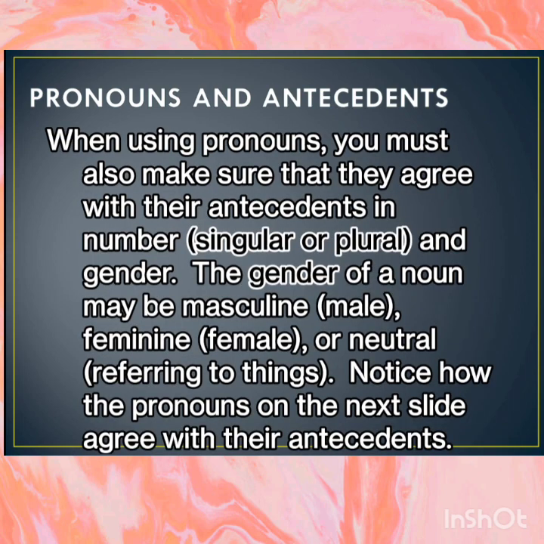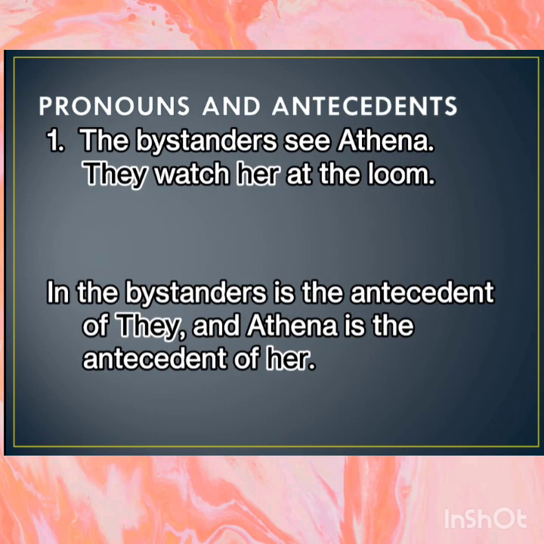When using pronouns, you must also make sure that they agree with their antecedents in number, singular or plural, and gender also. The gender of a noun may be masculine, feminine or neutral. Notice how the pronouns agree with the antecedent. The bystanders see Athena. They watch her at the loom. Here the bystanders is the antecedent of they, and Athena is the antecedent of her.